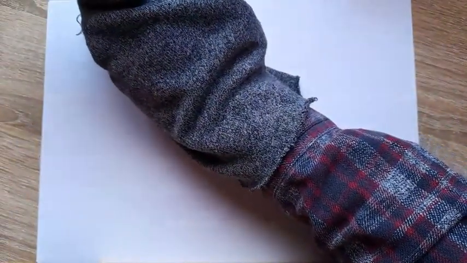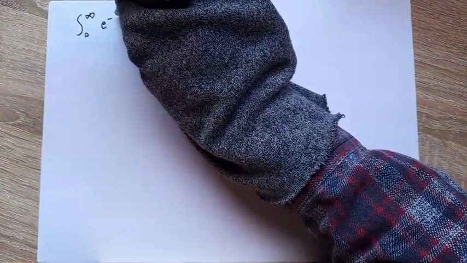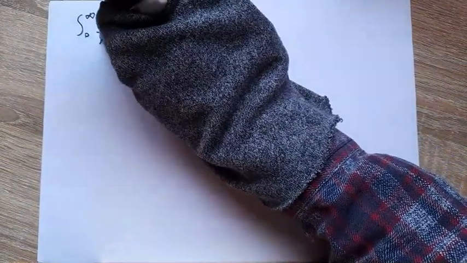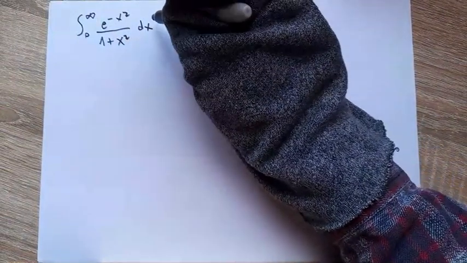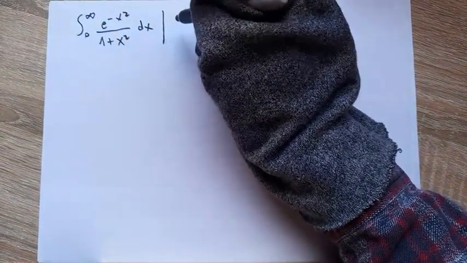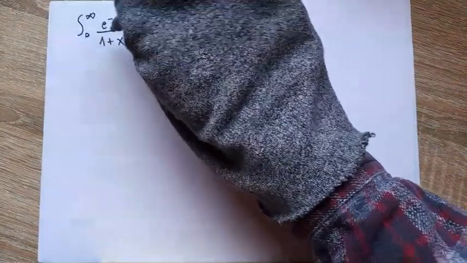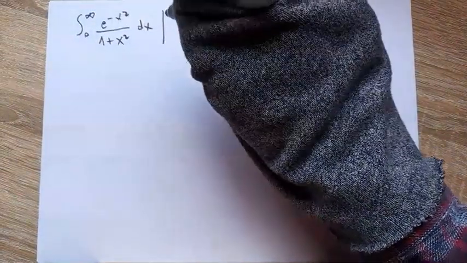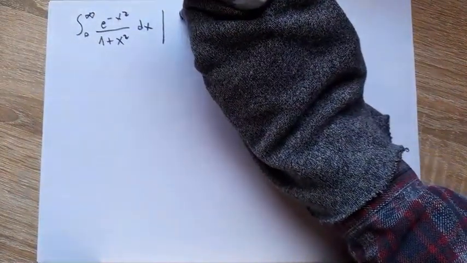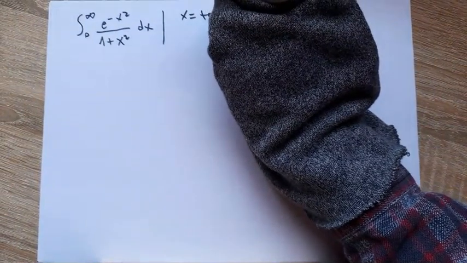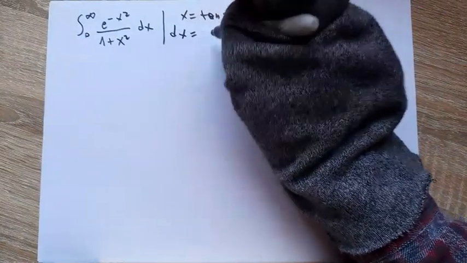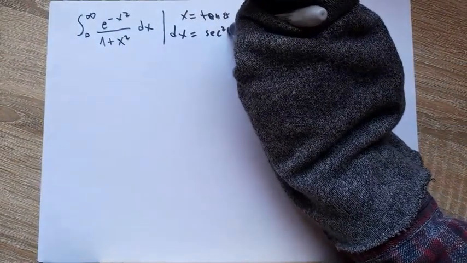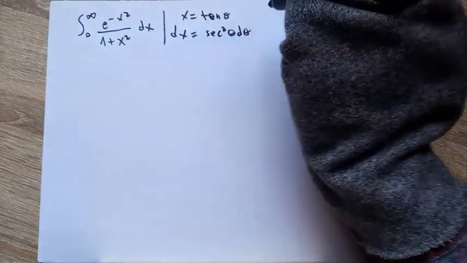The integral is the integral from 0 to infinity of e to the minus x squared over 1 plus x squared dx. So, this term in the denominator is inviting the following variable change. We will say x equals tangent of theta. So the differential is dx equals secant squared of theta d theta.